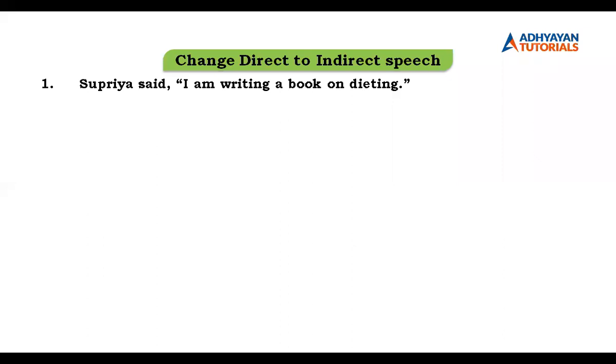Beta, why did you change the tense of the verb inside? Because said is a past tense. Acha, beta, what if it was Supriya says, I am writing a book on dieting? Said के बदले says आ गया तो? It would. The outside word wouldn't have changed, but the inside tense could change. ये क्या बोल रहे हो आप?